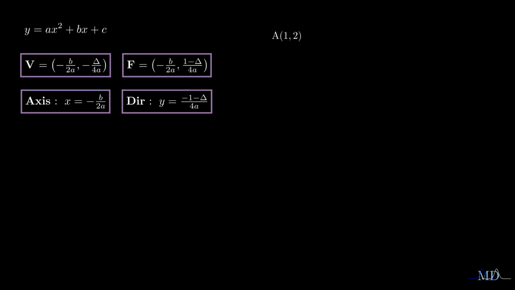In the first exercise it's required to calculate the equation of a parabola that passes through 3 points. The points A, B and C whose coordinates are written on the screen. Furthermore, we want to calculate the coordinates of vertex and focus, and the equations of axis and directrix.